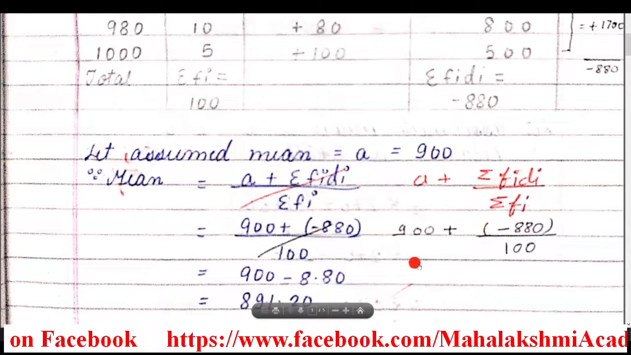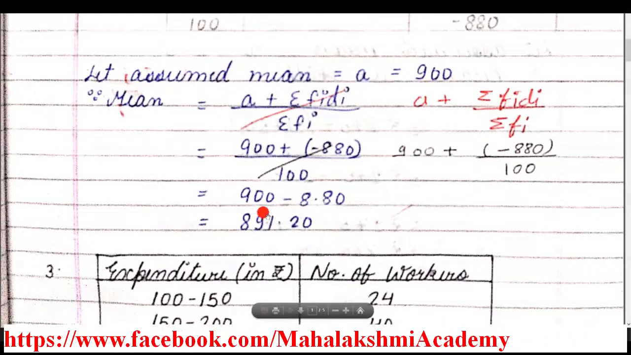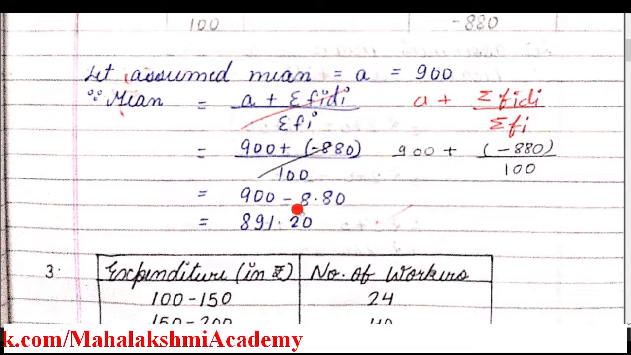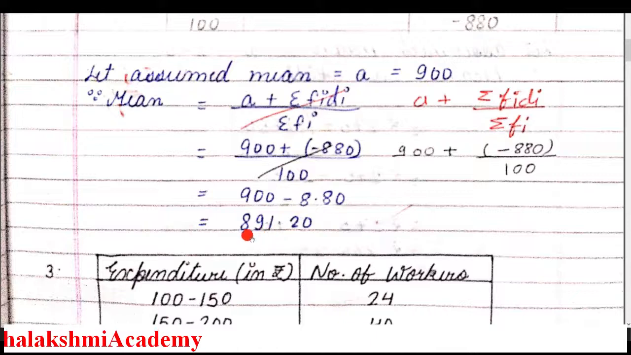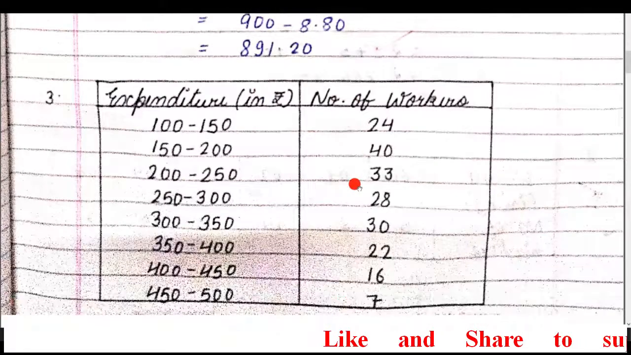Then plus minus, you will get minus here. Then subtract them. When you subtract it, you should write here 900.00 and then subtract. That will give you the answer 891.20. So the mean of question number first of exercise 17.4 is 891.20.